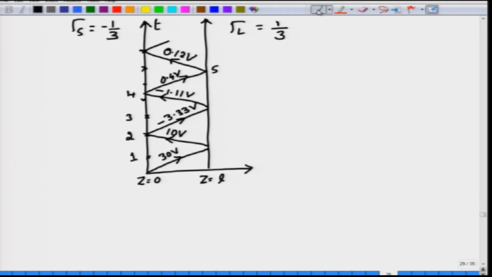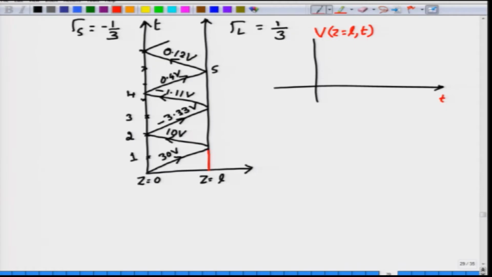The two most important points are of course the load as well as the input terminals of the transmission line. We will look at the load situation first. To look at the load voltage, which will be occurring at Z equal to L as a function of time, let us actually look at this line. I know Z equal to L corresponds to the load plane, and I keep moving along the time axis.